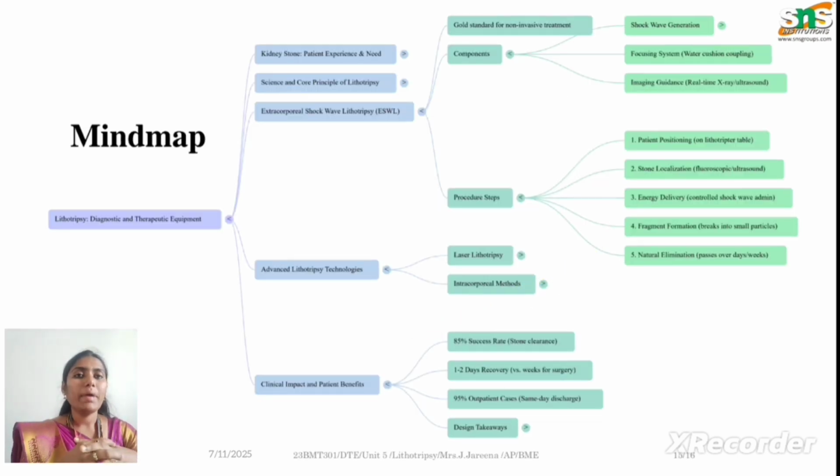Next one is the mind map. It gives a picture of the overall summary of whatever we have discussed so far: lithotripsy, how it works, the patient perspective, what a kidney stone is, what problems the patient faces when having kidney stones, and how lithotripsy came into the picture. What is meant by lithotripsy, its working principle, and the different components of lithotripsy.